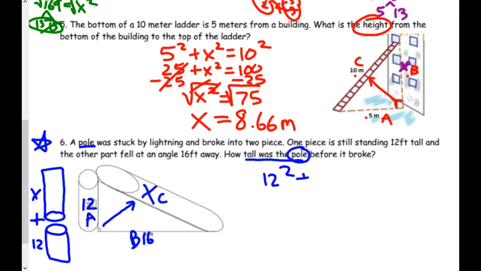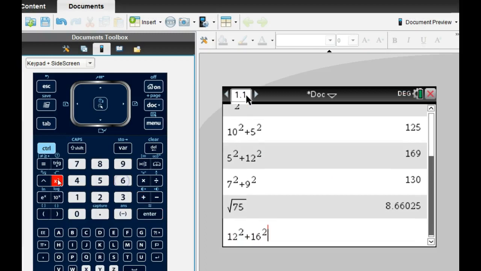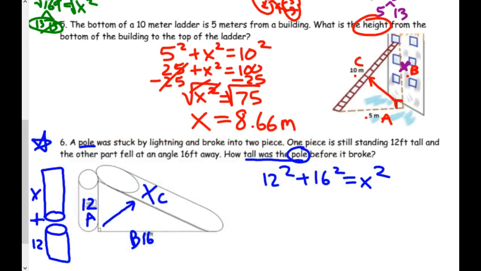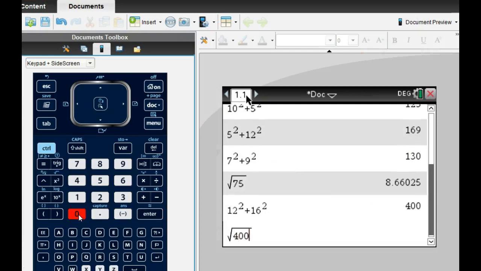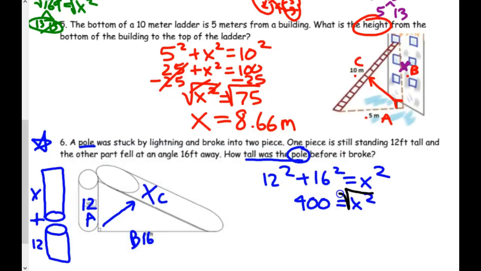12 squared plus 16 squared equals x squared. What is 12 squared plus 16 squared? 400. Dang. And again, real life situation means I need to get a real life number. So don't do the factor tree. Plug it in. Oh, I do get a whole number either way. That's great. So again, we square root both sides. And we got 20 for x. And if you tell me 20 is the answer, you're dead wrong.